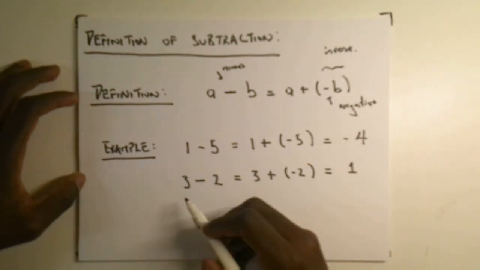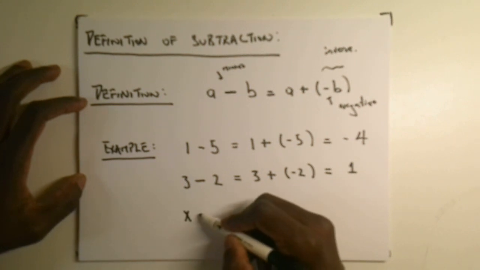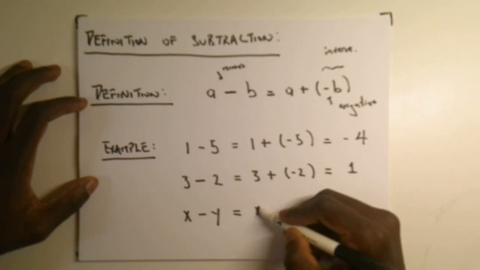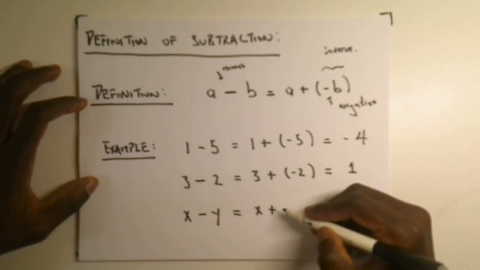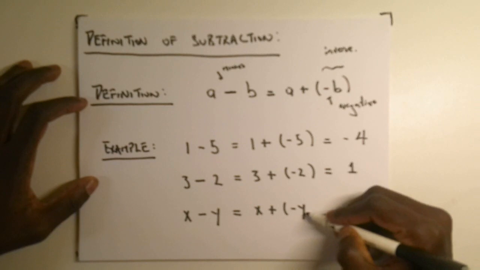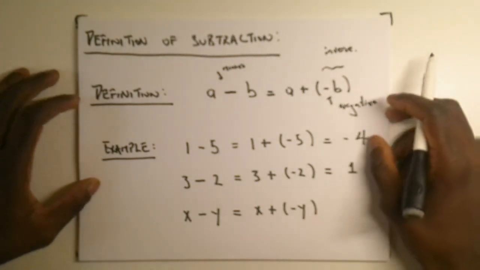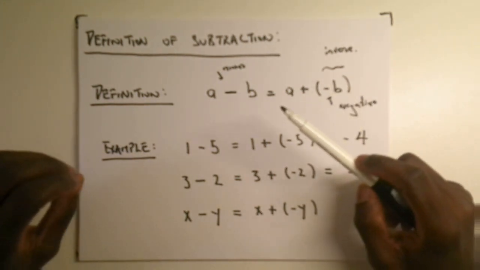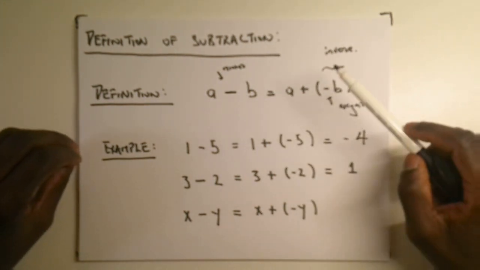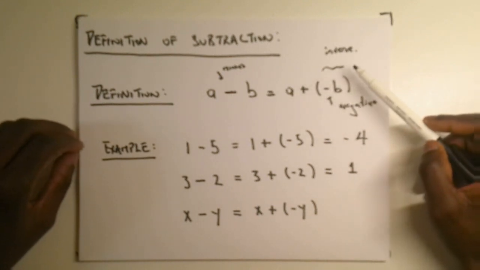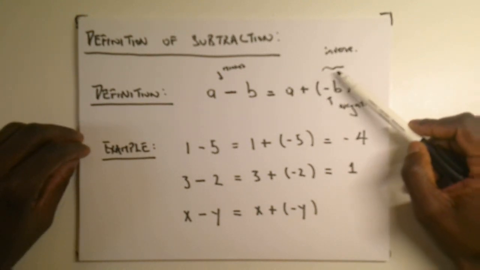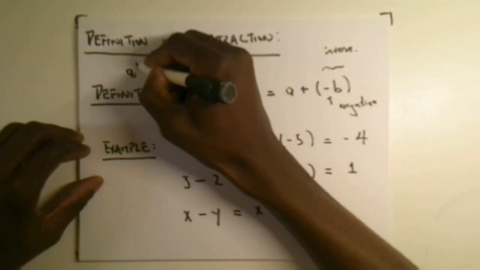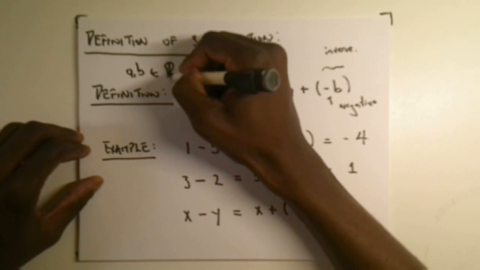And let's look at one more example. So let's say I have the variable x and I say minus y. So we can also do this between variables. This is just equal to x plus, and then in parentheses I put negative y. And then we would leave this in its simplest form. So we see from this definition that subtraction is connected to the inverse of this element. And a and b are my real numbers inside of my set.